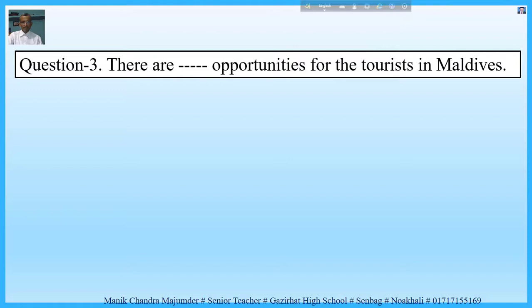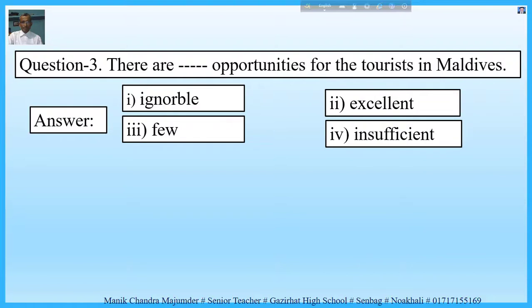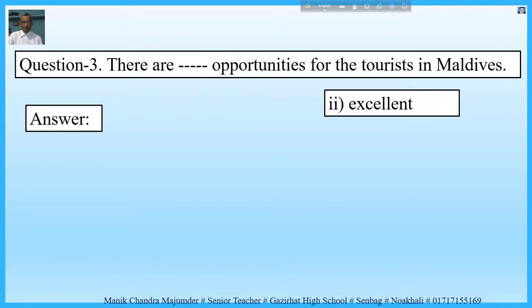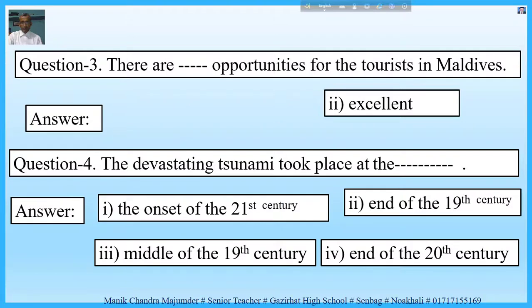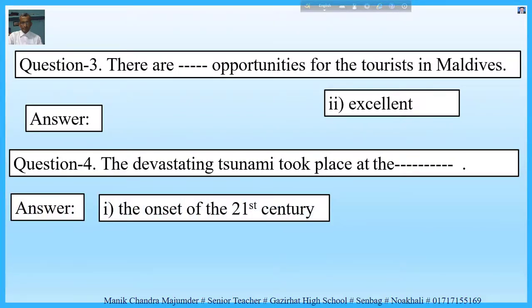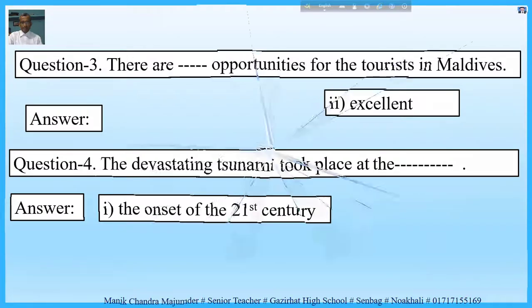Question 3. There are dash opportunities for the tourist in Maldives. Options: ignorable, excellent, few, insufficient. Select the best one. Excellent. Question 4. The devastating tsunami took place at the dash. Option 1, the onset of the 21st century. Option 2, end of the 19th century. Option 3, middle of the 19th century. Option 4, end of the 20th century. Right option: the onset of the 21st century.